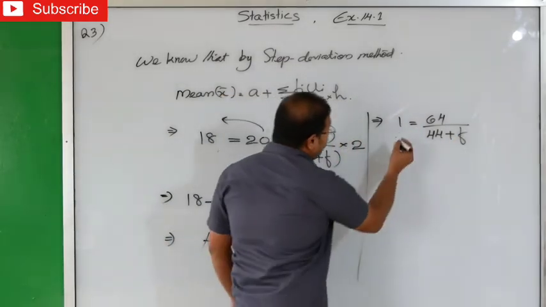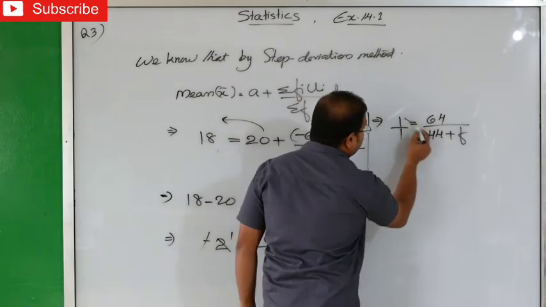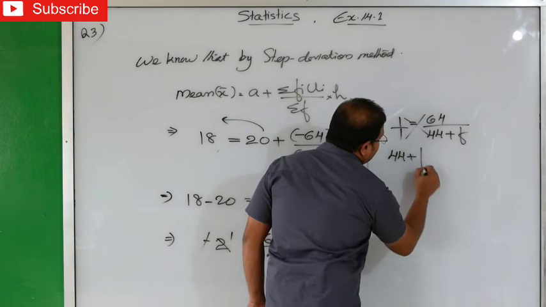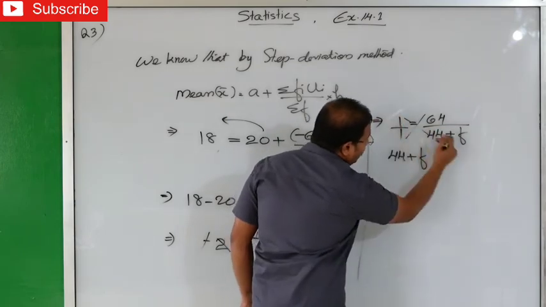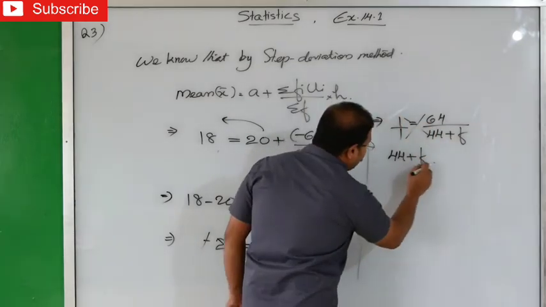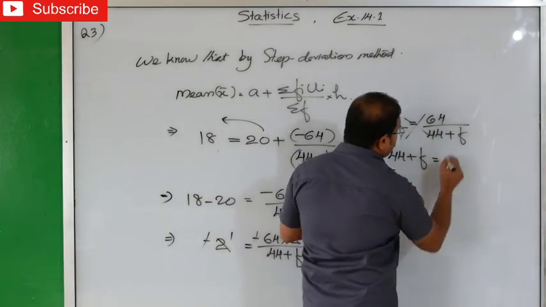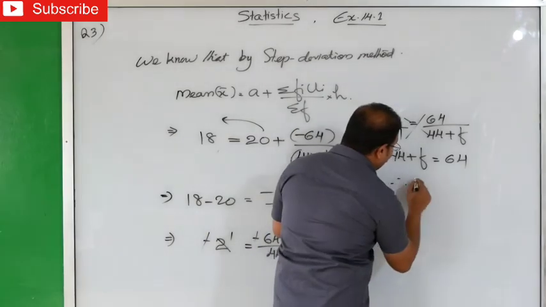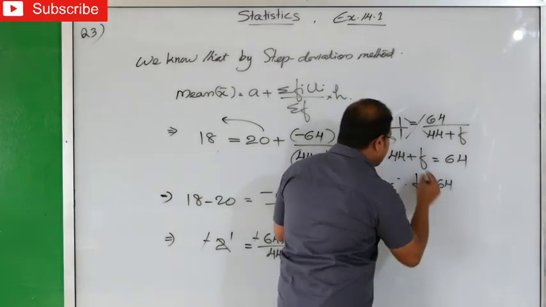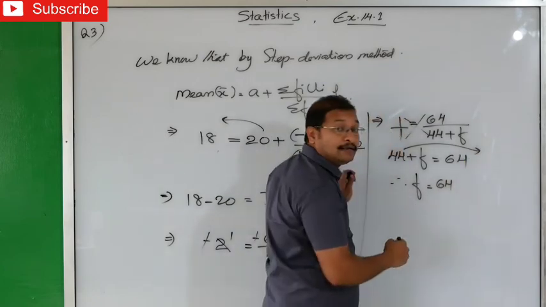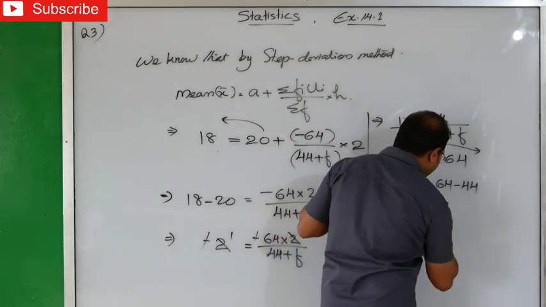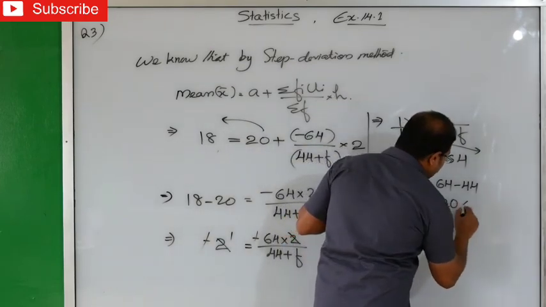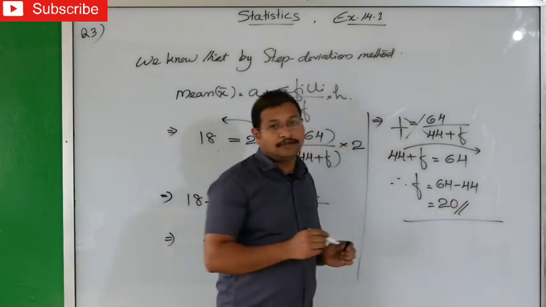Ready? Now 1 means you can write 1 by 1. Now we'll cross multiply. Ready? So what will we write? 44 plus f. We are cross multiplying. See, 1 into 44 plus f, that is 44 plus f equals 1 into 64, 64. But we want the value of f. Therefore, f equals 64 is already here. This 44 goes to the next side. Minus 44 equals 64 minus 44, 20. So the missing frequency is 20.